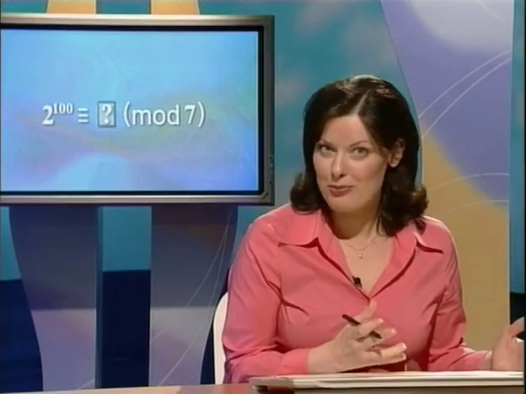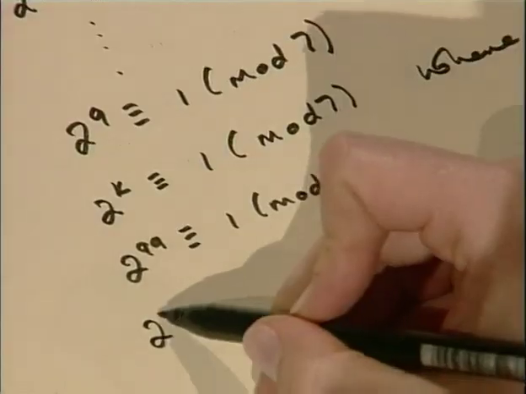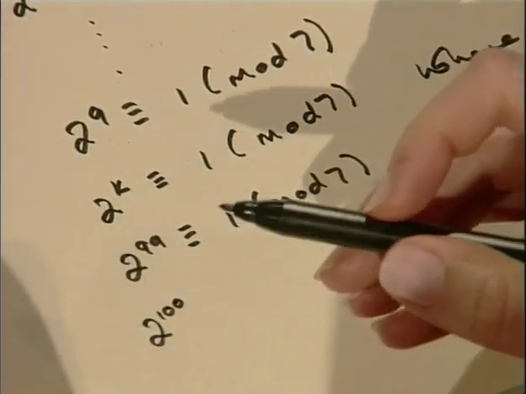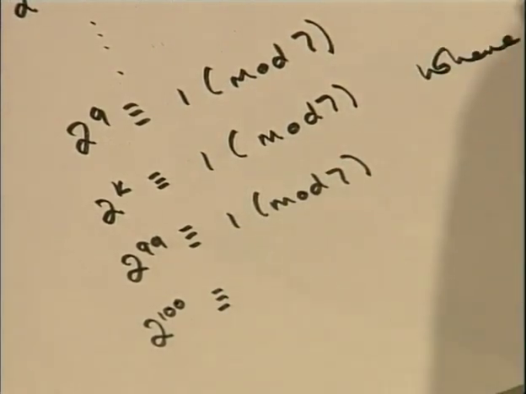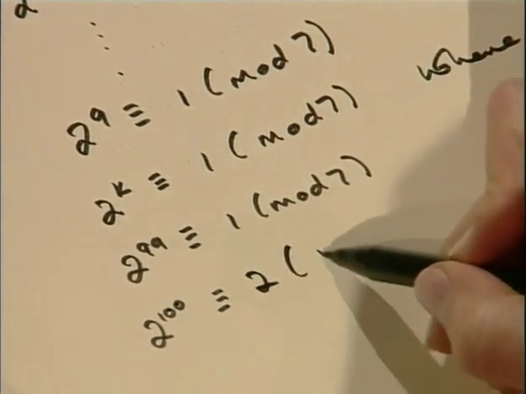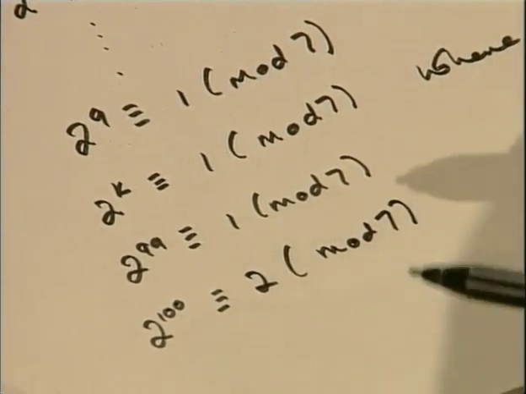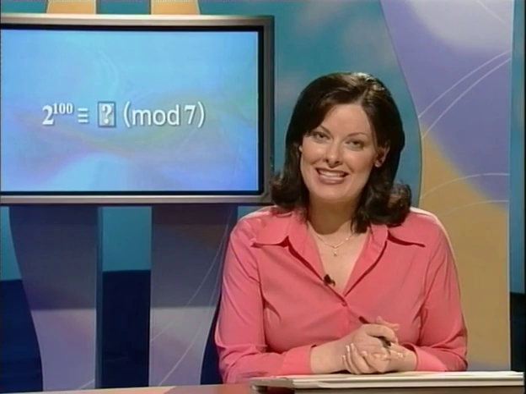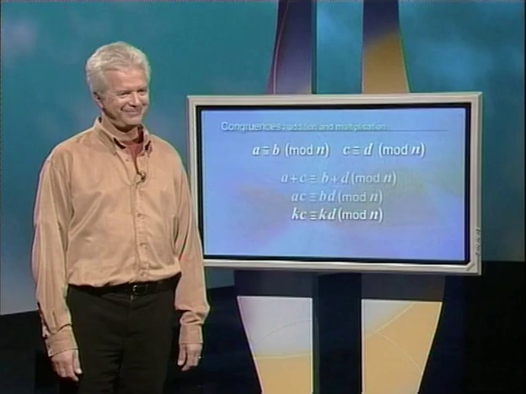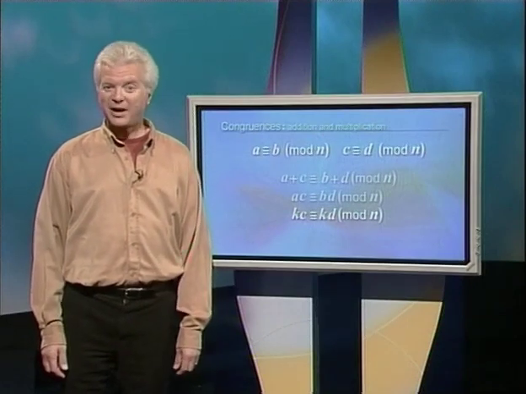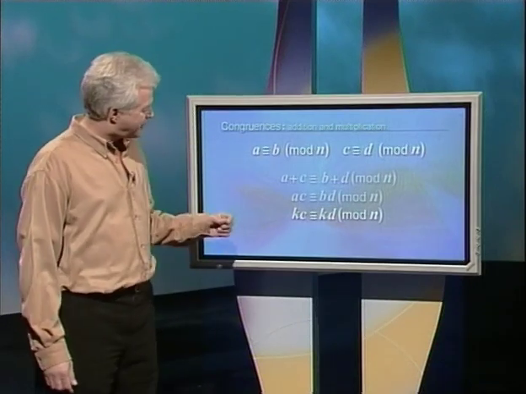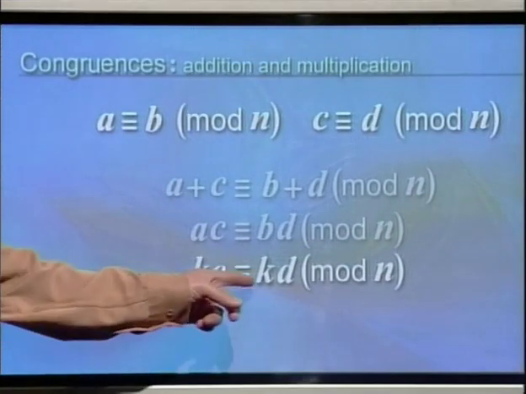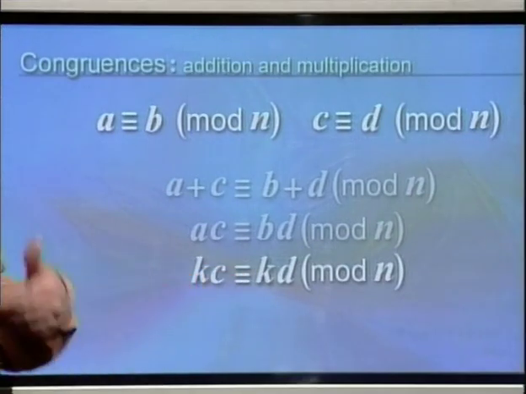And then I can use that multiplication rule. So 2 to the power 100, that's multiplying 2 to the 99 by 2. That's going to be congruent to 1 multiplied by 2, so that's 2 modulo 7. So that tells me that the remainder, if I divide 2 to the power 100 by 7, is 2. When Sarah was working out that sequence of congruences, remember what she was doing was multiplying both sides of the congruence by k. And in her case, k was equal to 2.